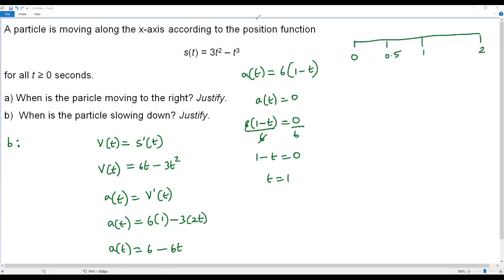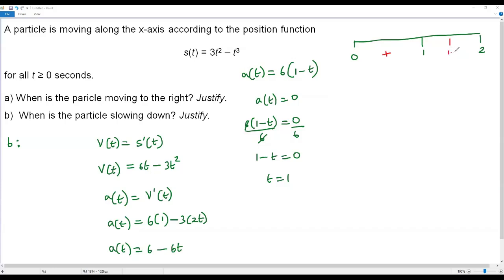So when I plug in this 0.5 for t into the acceleration, what will happen? I have to check the sign of the acceleration. When I plug in t equals 0.5, I am getting 6 times (1 negative 0.5), which is 0.5. So here we have a product of two positive values, and the product of two positive values is always positive. That is, when I take a random value in the first interval between 0 and 1, the acceleration is positive.